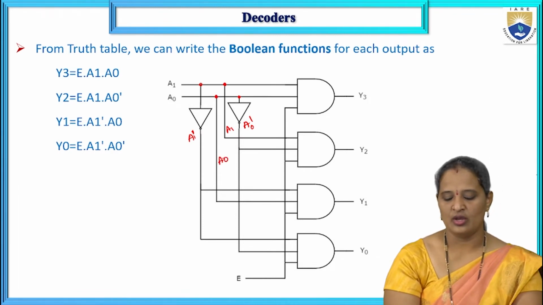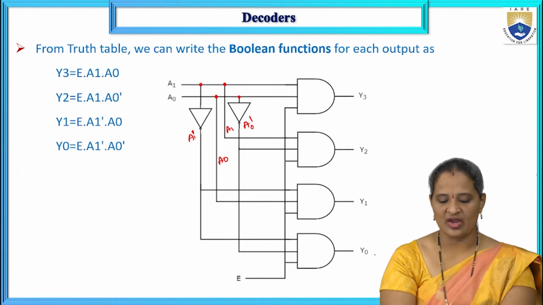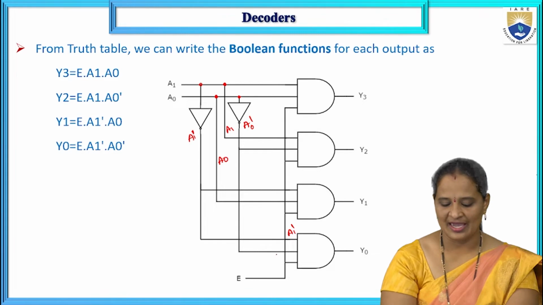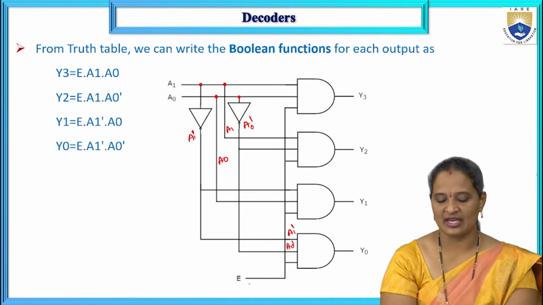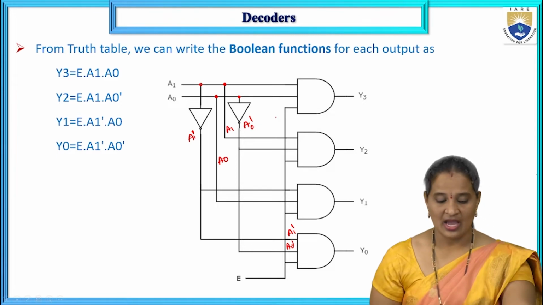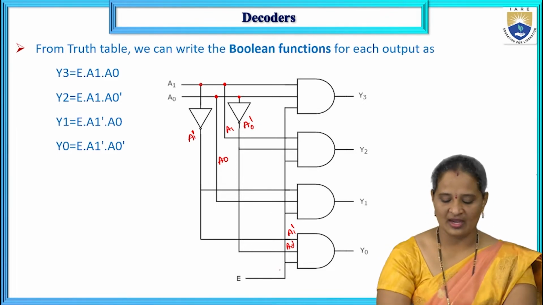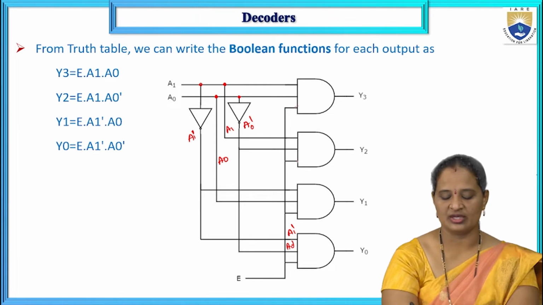This is A. So now Y0. What is Y0? Y0 is A1 complement and A0 complement. This line is A0 complement, and this line is enable. So enable input is high for all the outputs, so that is why enable is given to all the logic gates here.